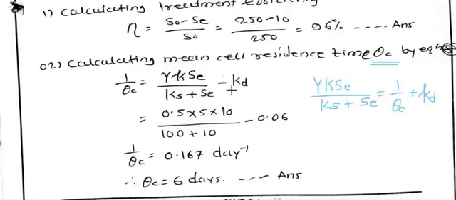The value of kd is known, 0.06. The value of Y is given as 0.5, the value of K is 5, and the effluent substrate concentration is 10 upon the Ks value of 100 plus 10. With the help of this equation, I can easily calculate the value of theta c, and I got the value of 6 days. That is clear. Now we can calculate theta c. Let's move on to the next one.